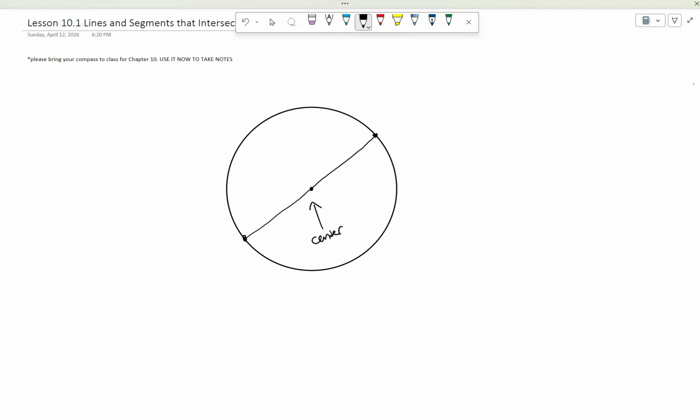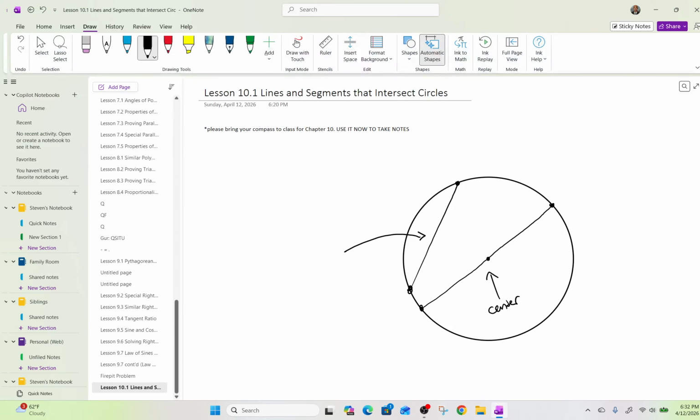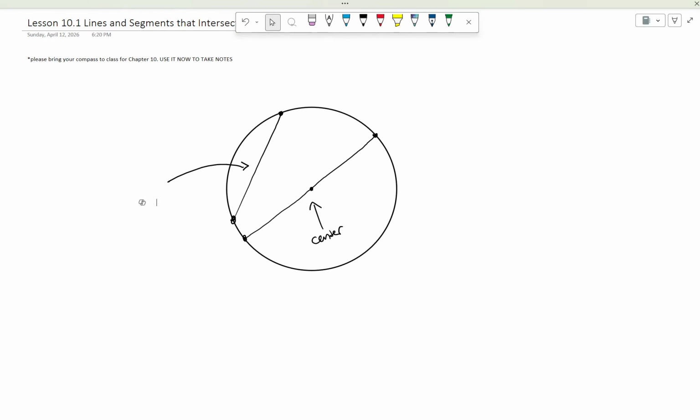Now I'm going to make another line segment not through the center, okay? In fact, let's not make these parallel. Let's go ahead and make one like this. Now, anytime I have a line segment that ends on the circle, so these points like this right here are on the circle, this segment is what's called a chord.